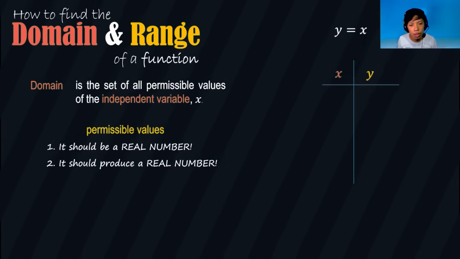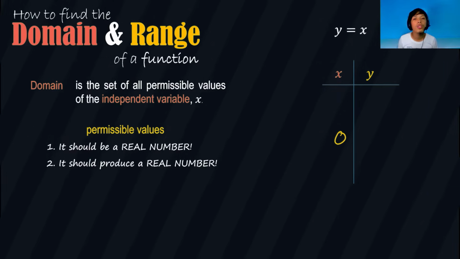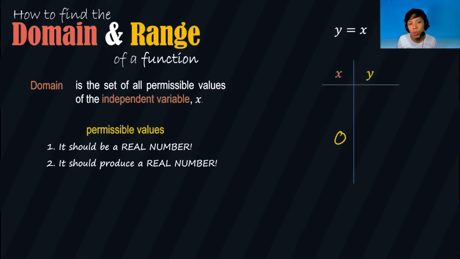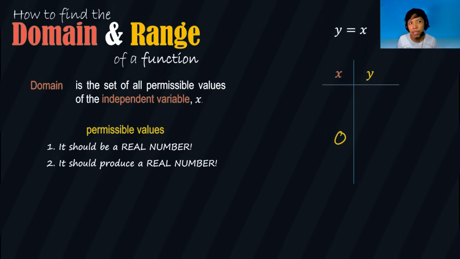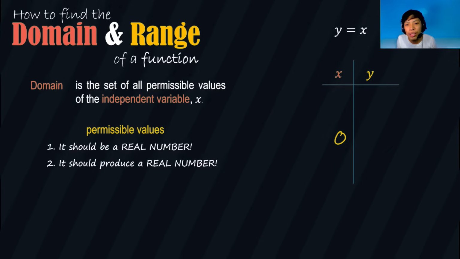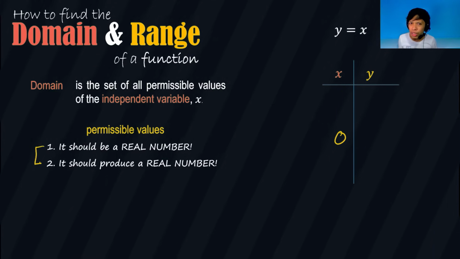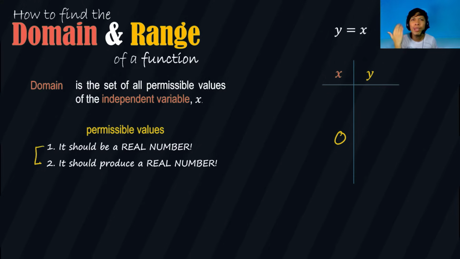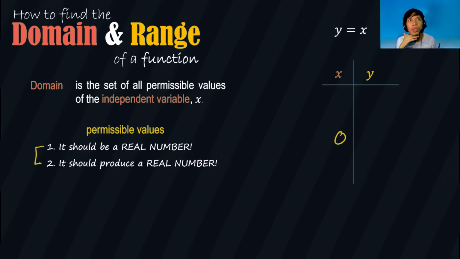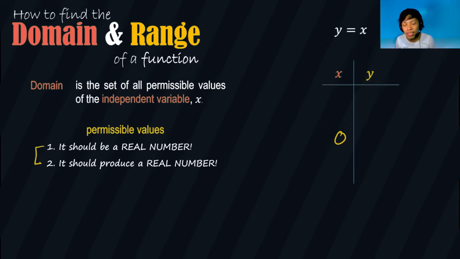Let's use this color. So we have here 0. Suppose we have 0, and you would ask yourself, is 0 a permissible value of x? We have two criteria. Number 1, is it a real number? Is 0 a real number? What is a real number, really? Basically, a real number is any number at all, any number that can be located on the real number line. Let me just discuss that first.